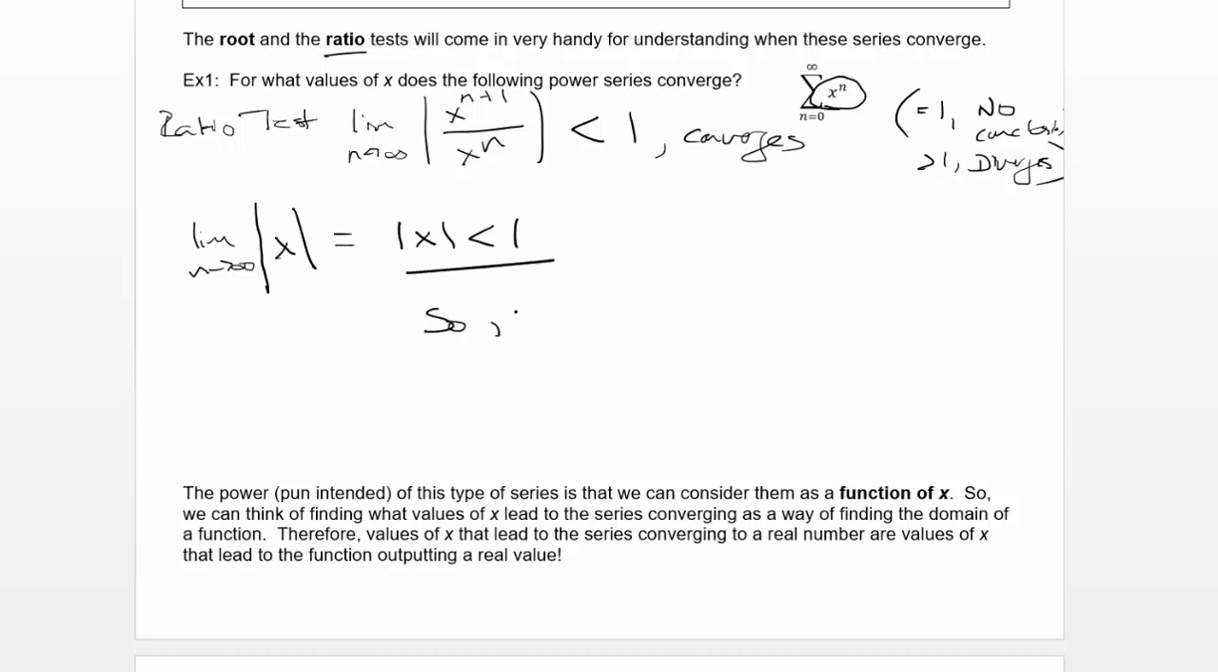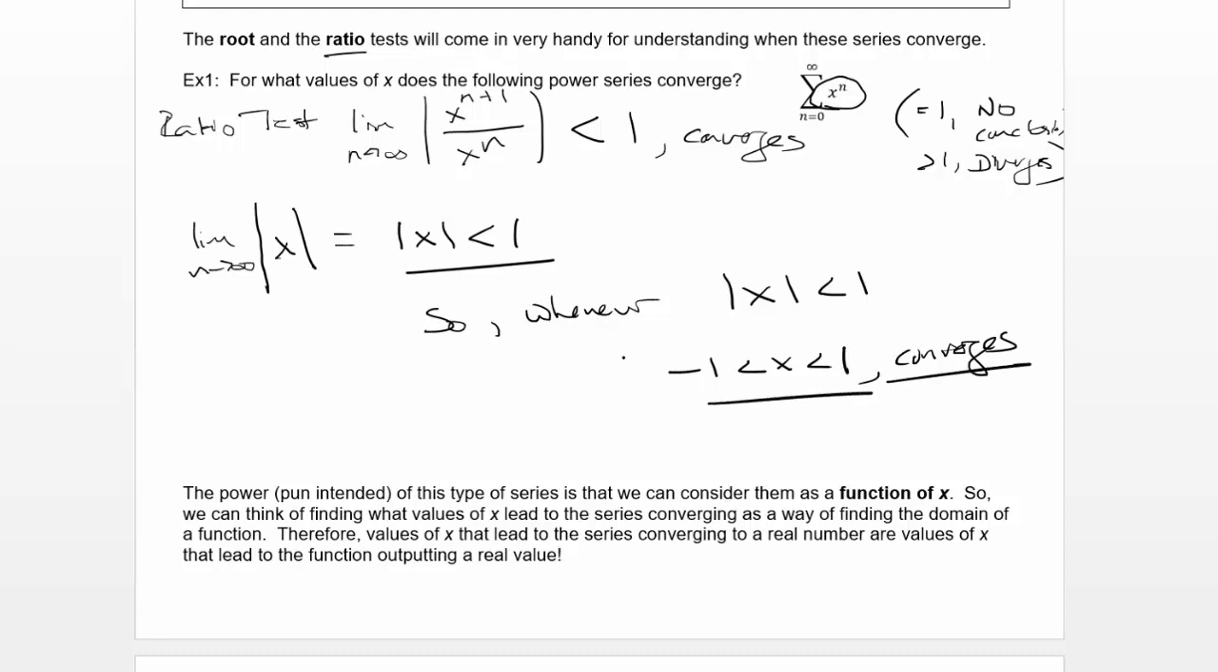So whenever the absolute value of x is less than 1, or better yet, this means that x is somewhere between minus 1 and 1, this converges. What this means is I can choose any x inside this open interval, and I'm guaranteed that I'll get a convergent series.